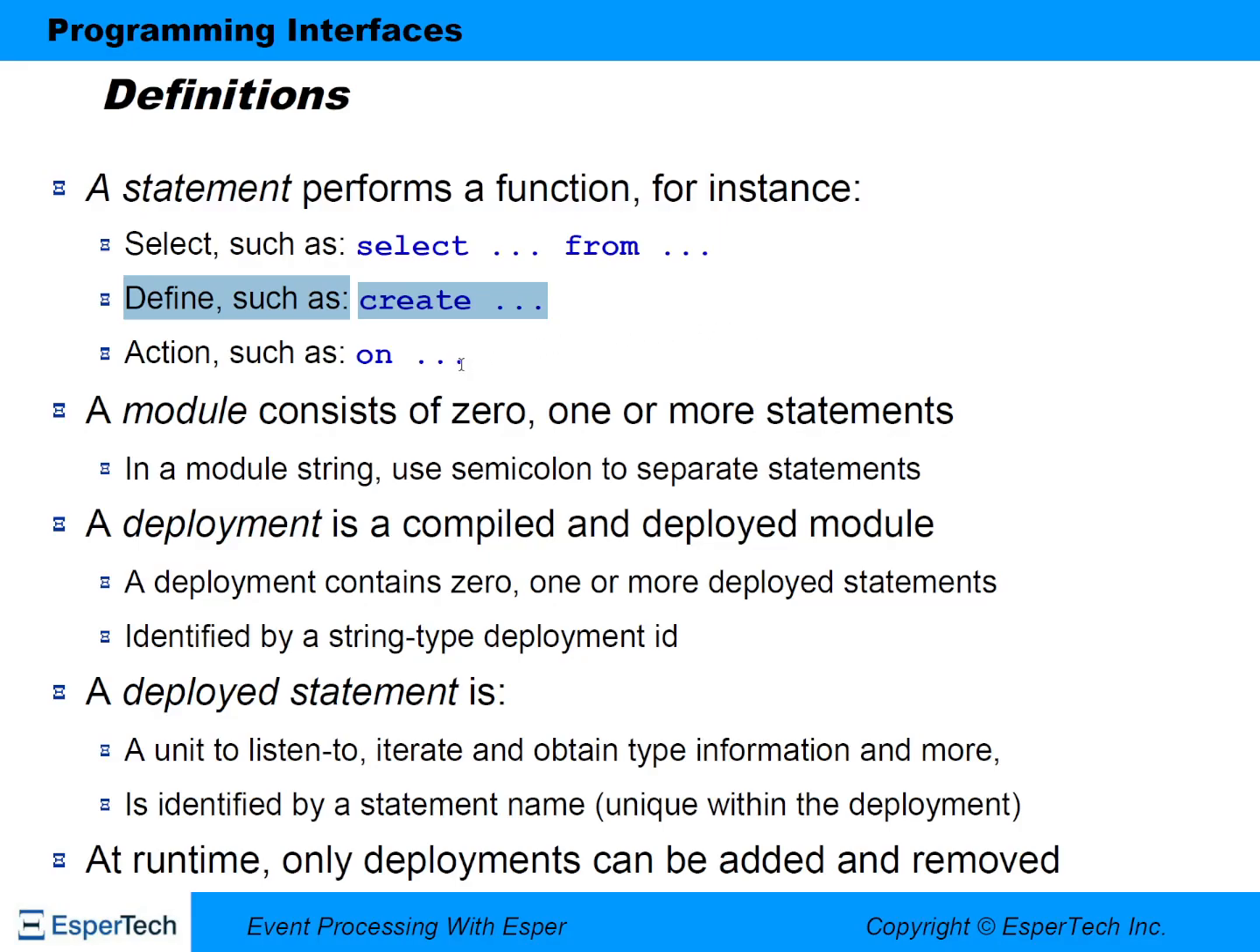The action statement is an action to take when a trigger happens. We have not discussed this type of statement yet. An action statement starts with an on keyword.